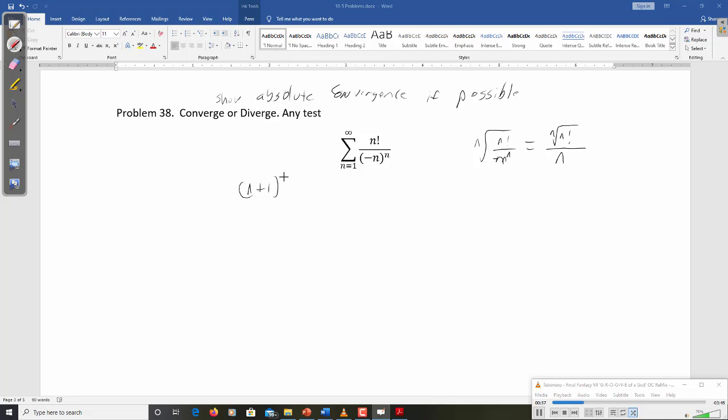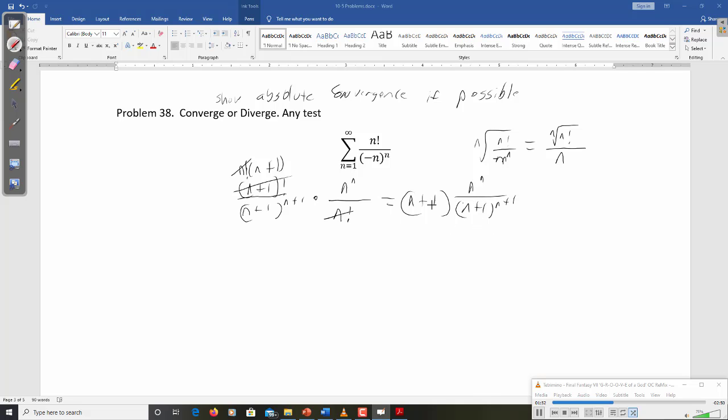N plus 1 factorial over n plus 1 to the n plus 1. And then divided by, so times, basically the flip of that, n to the n over n factorial. So this is going to be n plus 1 times n factorial, so that goes away. So we have n plus 1 times n to the n over n plus 1 to the n plus 1.